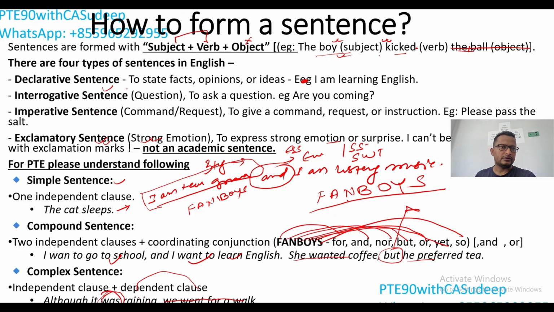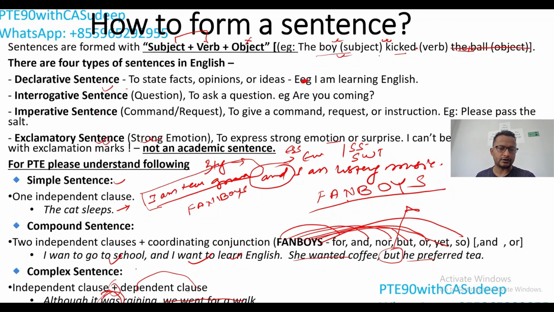Despite going through the hard times, I still managed to earn a living. Although it was hot, we went for a walk, right? So all those kinds of things which consist of an independent clause and a dependent clause, if you form a sentence with this, then it is called a complex sentence.